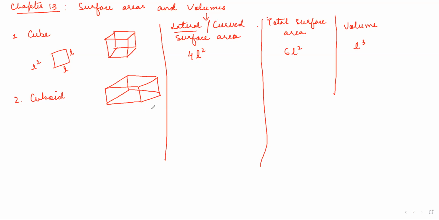Now let us come to cuboid. For a cuboid, the volume is simply length into breadth into height. So all these formulas you have to remember. If I come to lateral surface area, now you have a rectangle here, right? This is length and this is, let's say, breadth of the rectangle. So the area is L into B. Understood? Okay. And then one rectangle on the opposite side.